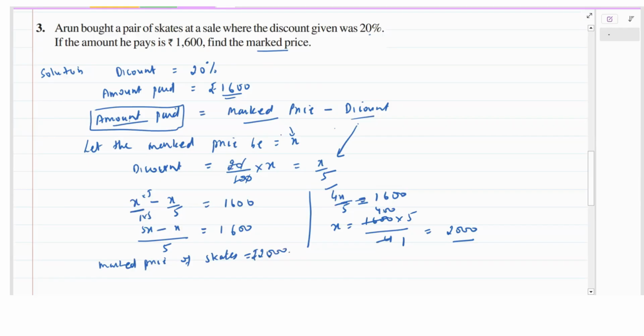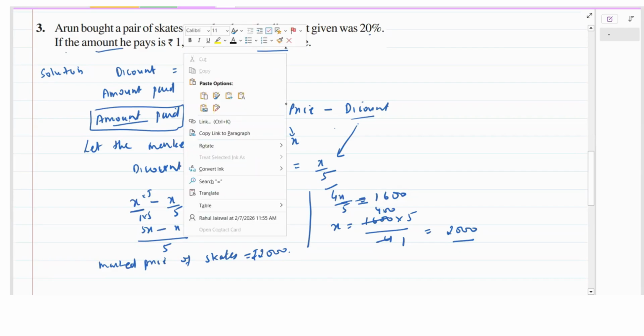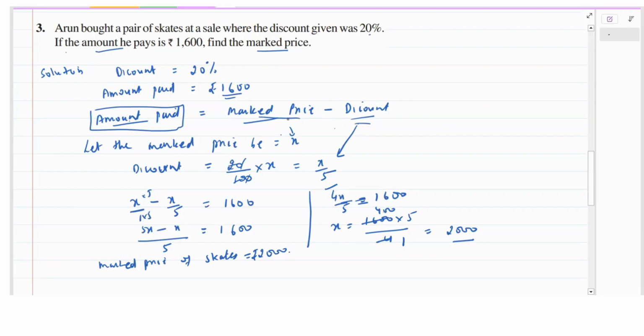Correct? Here you have to figure it out. If the amount he pays means after discount he will pay, right? After the discount means the discount has already been subtracted. So marked price minus discount. Just form the linear equation like here and solve it.